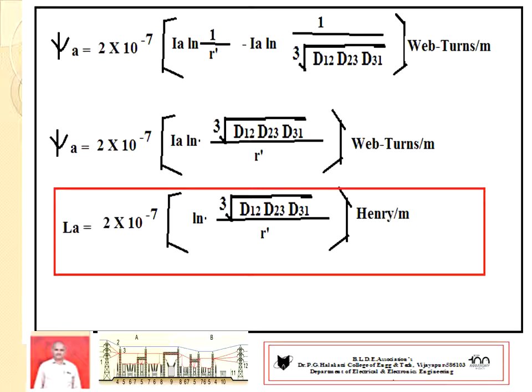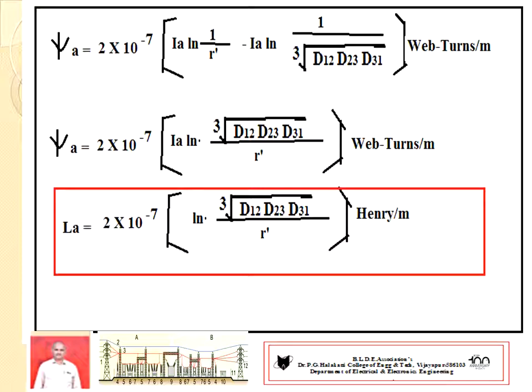So, finally, with some adjustment of the logarithm terms, plus Ia is there, minus Ia is there, ln is there. Finally, we frame the expression: 2 into 10 to the power of minus 7 Ia ln of cube root of D12 D23 D31 divided by r dash, Weber turns per meter. It gives the flux linkage of conductor A with unsymmetrical spacing and transposed condition.